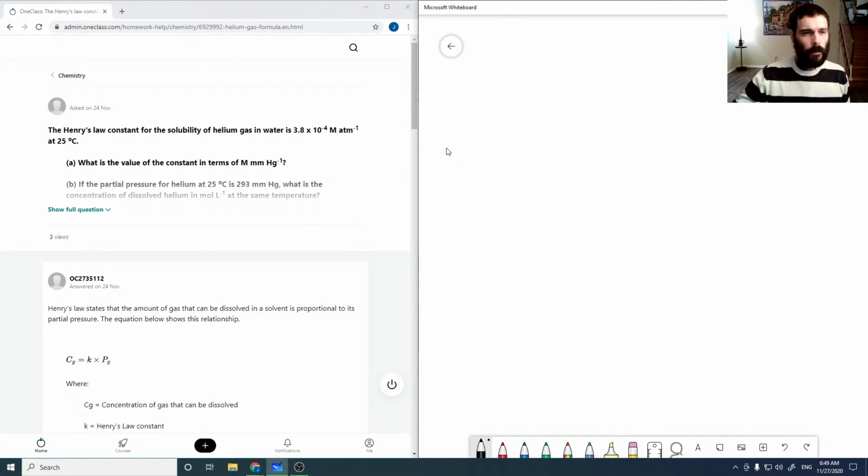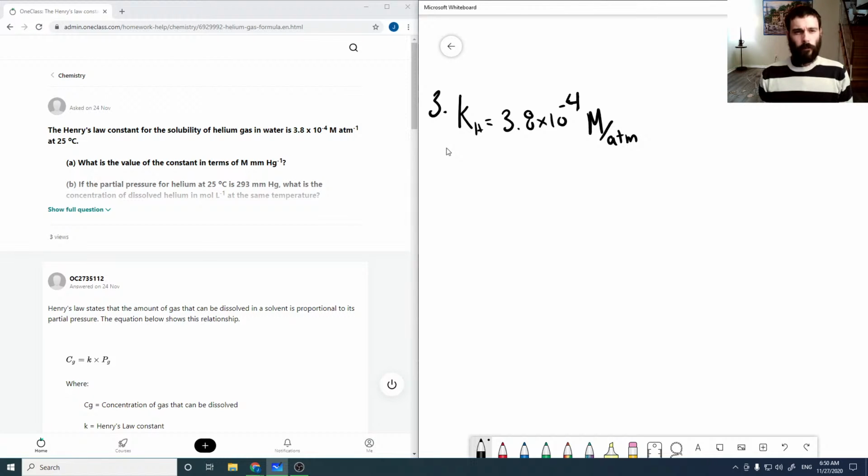All right, so here we have a Henry's law constant for the solubility of helium gas. I'll just go through the questions. So this is my third one. We have a Henry's law constant, which I'm going to call KH, is 3.8 times 10 to the minus 4 molar per atmosphere. And it wants the value in terms of millimeters of mercury.